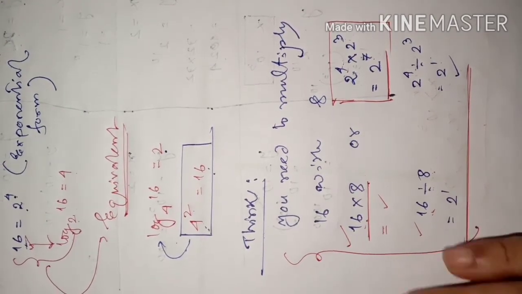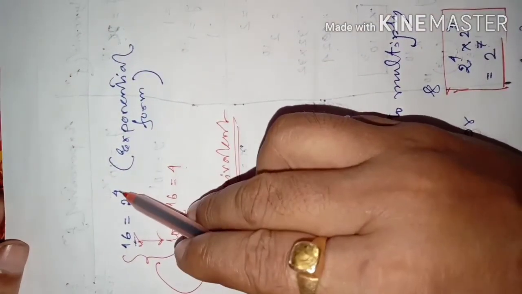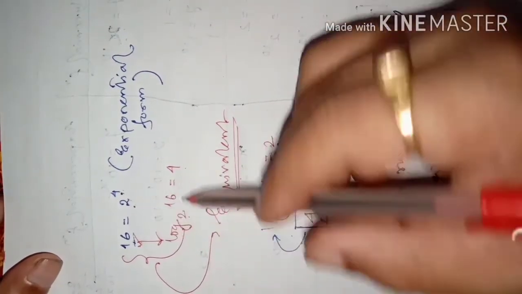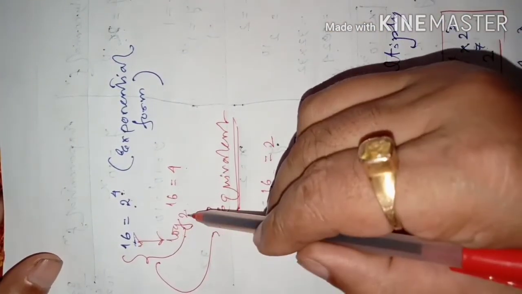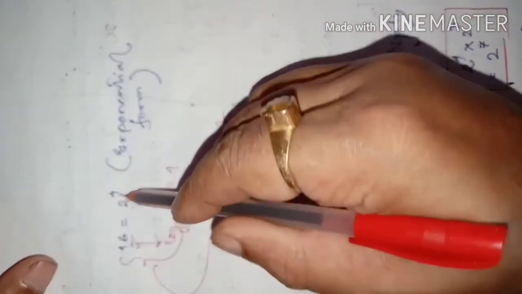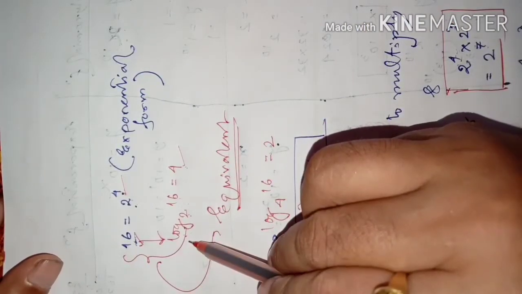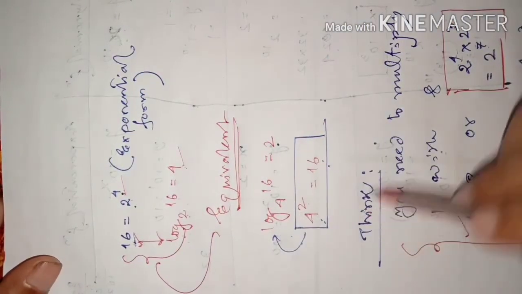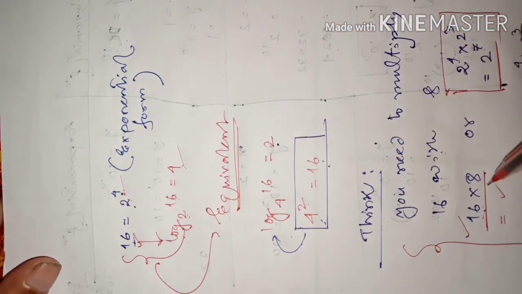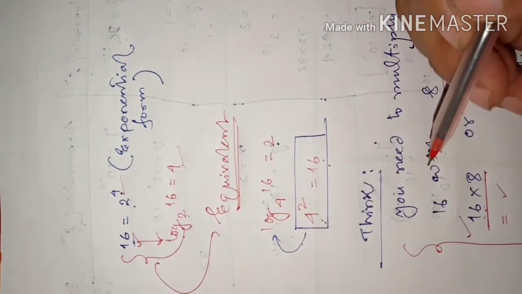As I told you just now, 16 can be written as 2 to the power 4. Again the same exponential form we write like this: log to the base 2 of 16 is 4. So we are talking about the exponent 4 this way also. Both are equivalent statements. So if we have to know the product of 16 and 8, then using this form we can find out the product also, no?